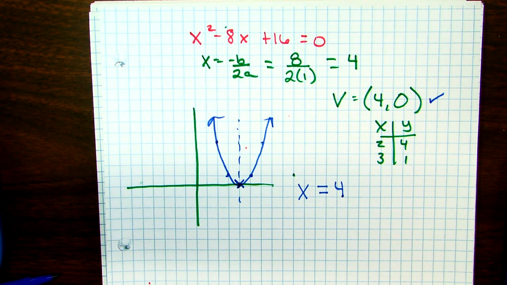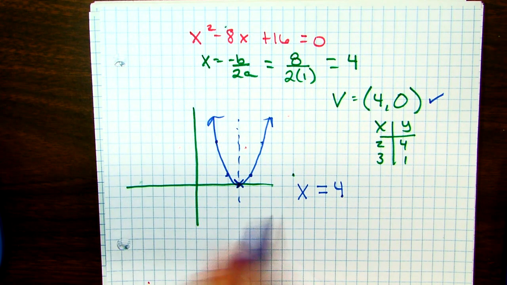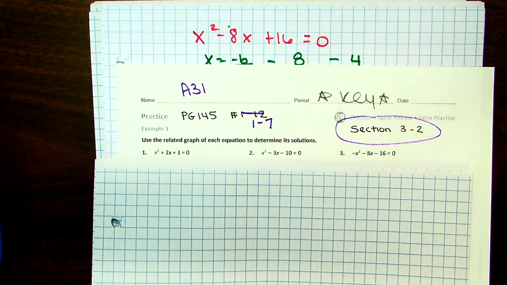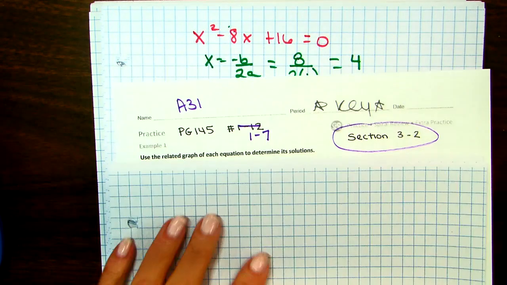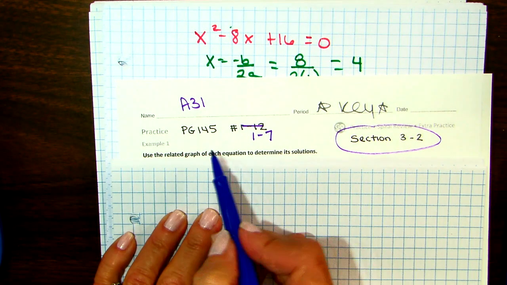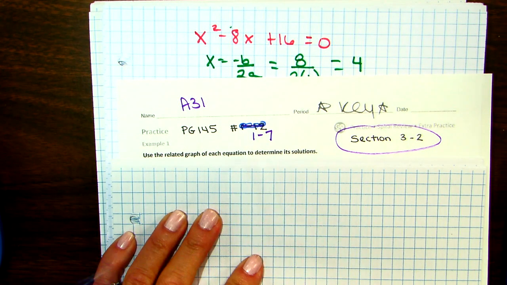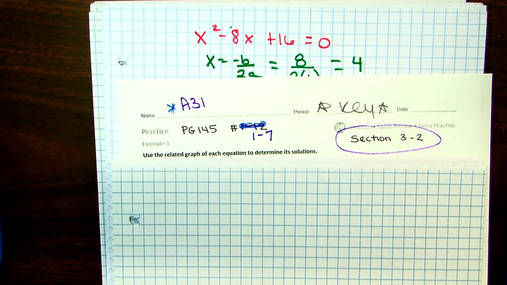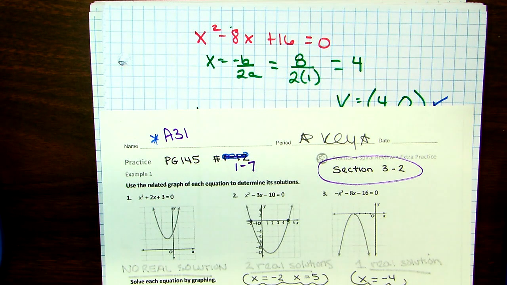All right, guys, I'm going to pass out some graph paper. This is your homework. It's on page 145. I shortened it, 1 through 7. And this is A31. I'm going to pass out graph paper, and I'm going to do one for you. We can probably start with the first one.